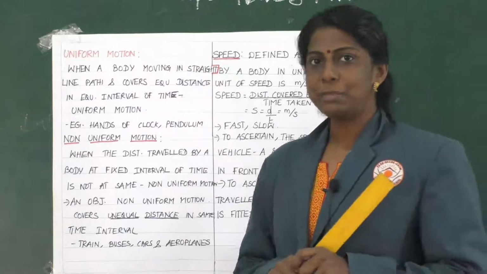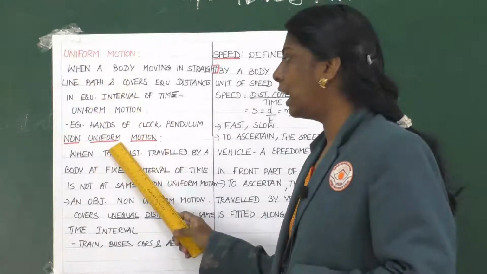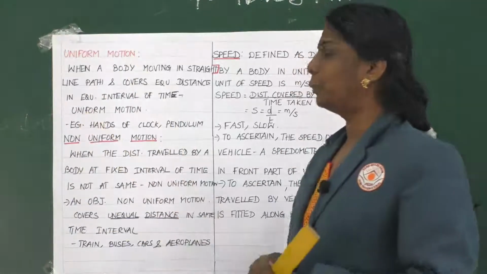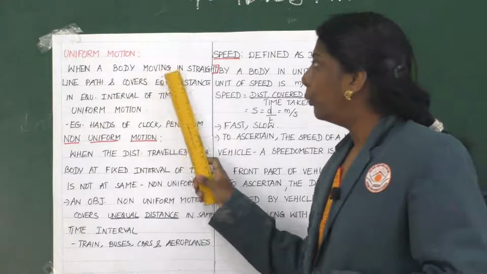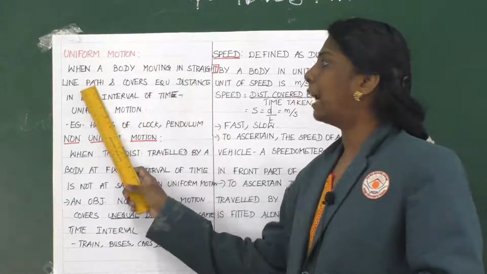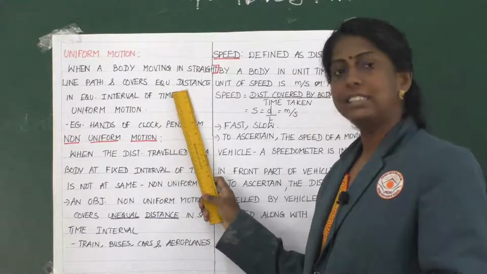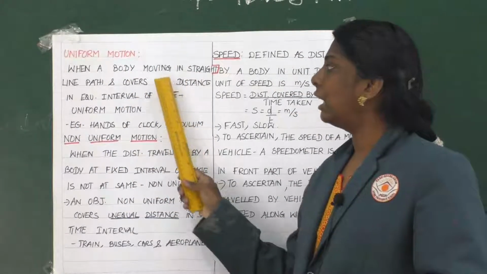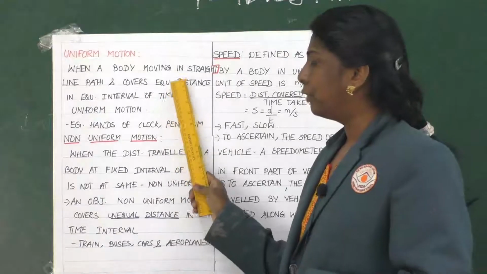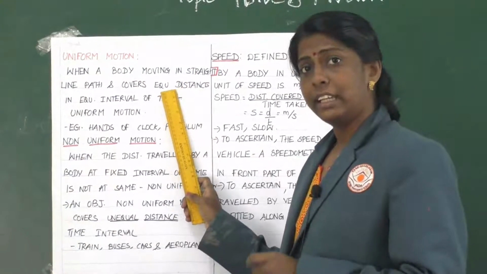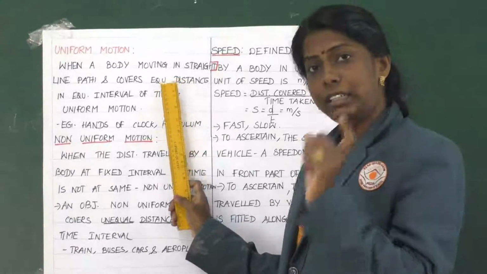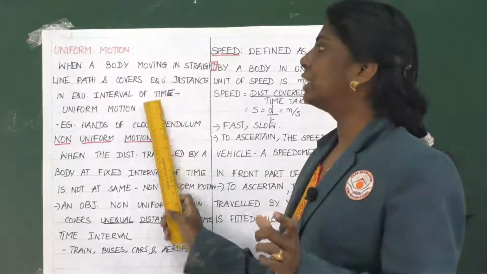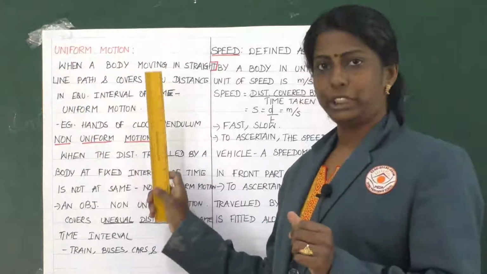Now, there are two different types of motion, that is uniform motion and non-uniform motion. So, let us learn about that. What do you mean by uniform motion? When a body moves in a straight line path and covers equal distance in equal intervals of time, that is to say 50 kilometers, always 50 kilometers, whether it requires 10 minutes or 20 minutes, equal interval of time, then it is said to be uniform motion.